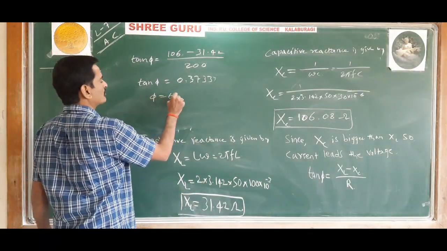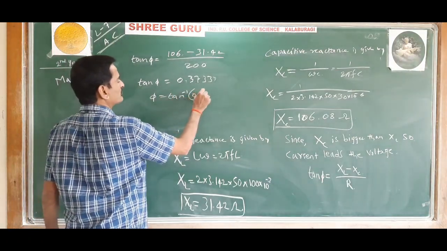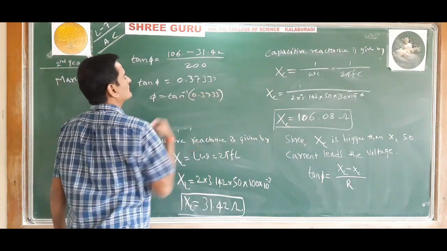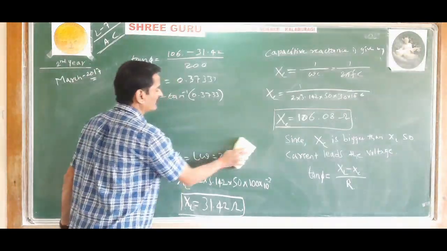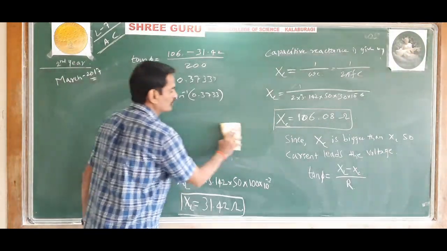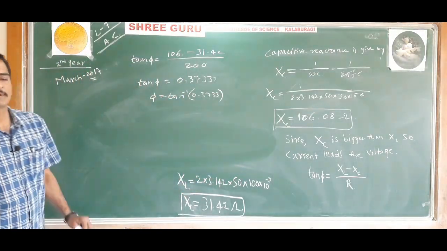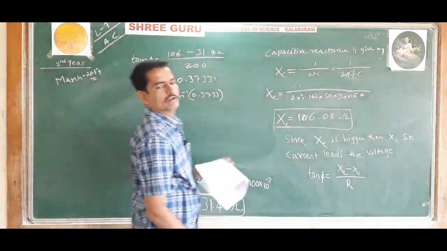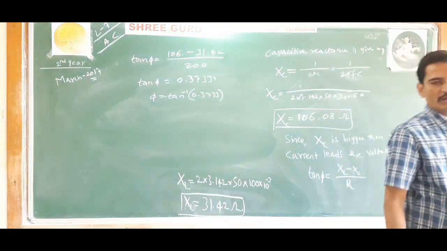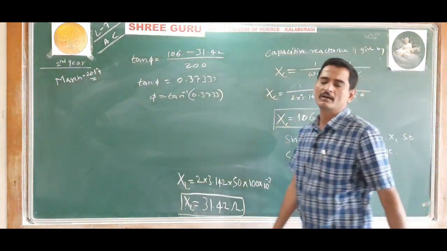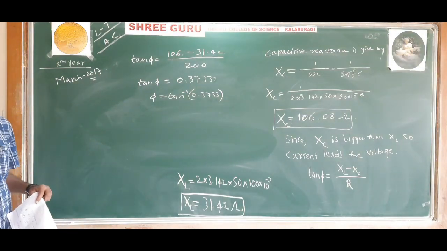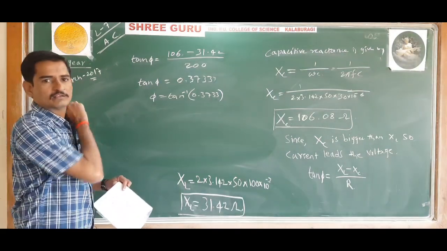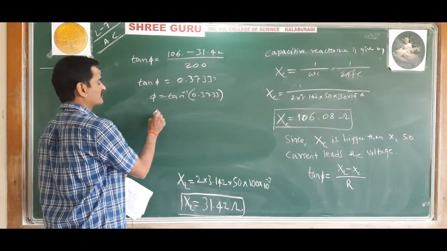So therefore phi is equal to tan inverse of 0.3733. So a log table will be provided to you to solve this numerical. You have to see the log table, and by using the log table, you have to give the answer. Okay. Hope you know how to see the log table, that is the tan function table, the trigonometric table, the inverse trigonometric function.